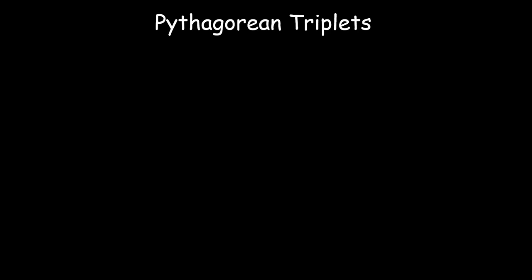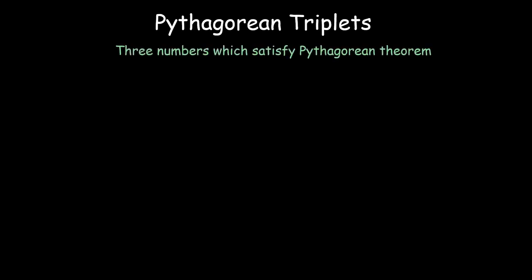Let us look at what are Pythagorean triplets. Triplets mean 3. So, Pythagorean triplets are 3 numbers which satisfy Pythagorean theorem. For example, 3, 4 and 5.